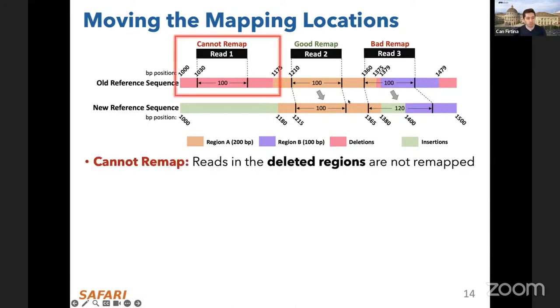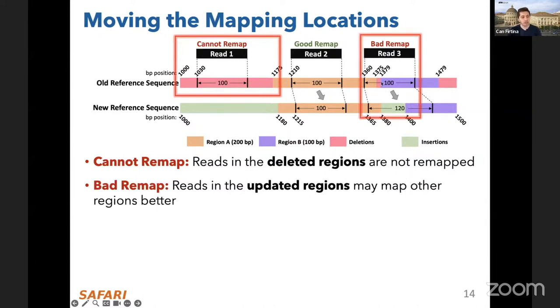But there are also bad remappings. So we label them as cannot remap and bad remap. Cannot remap is the reads that fall under the deleted or retired regions. They cannot be remapped, so we're missing the information there. But there are also some bad remaps. These reads fall under the updated regions, and there are some differences here.